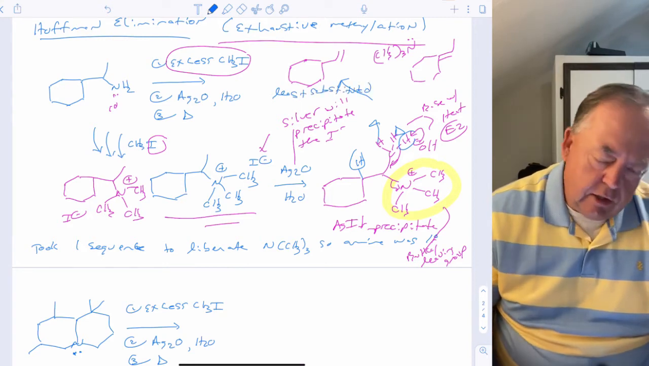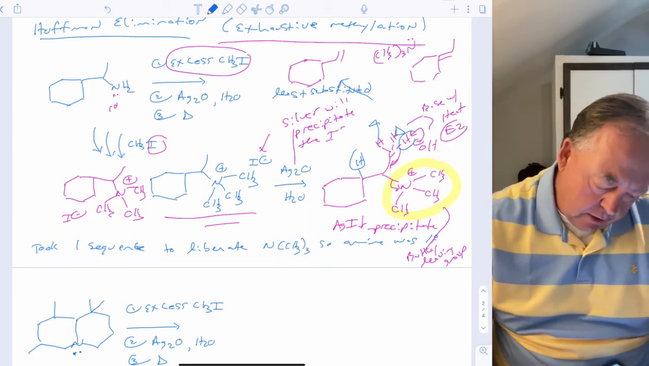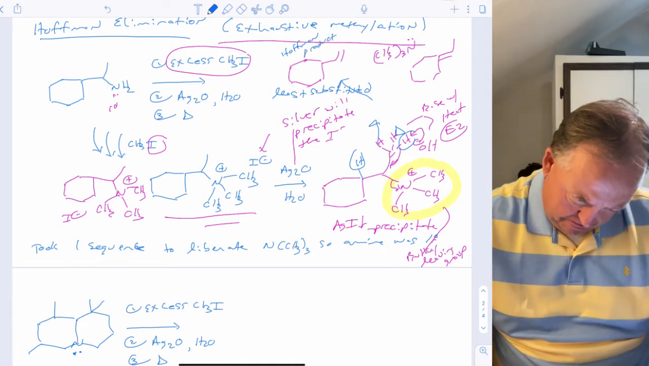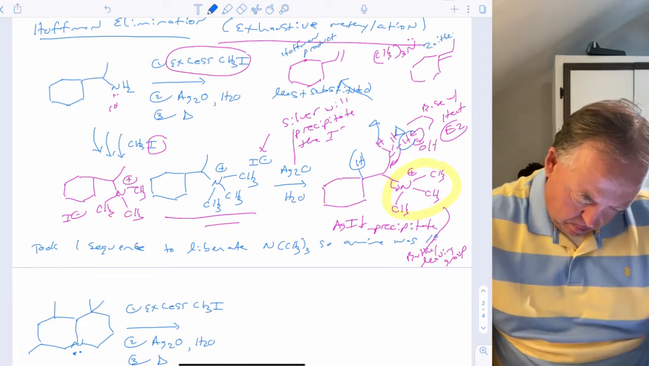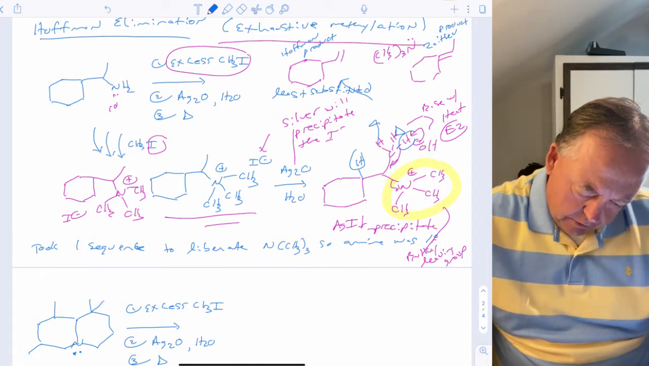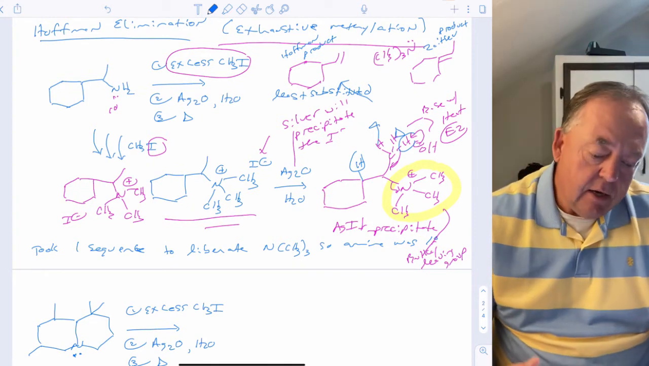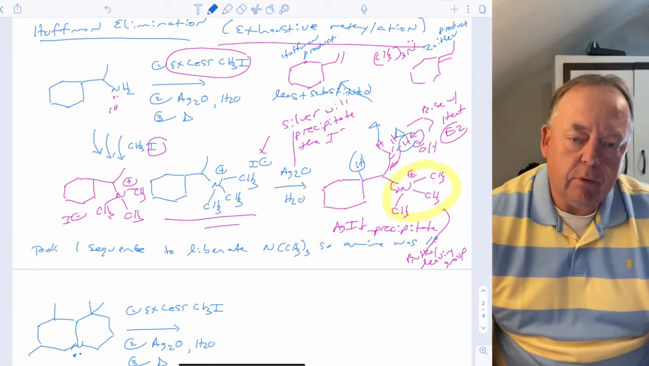And if you remember, the least substituted alkene is called the Hofmann product, where the more substituted alkene is called the Zaitsev product, right? So this elimination leads to the Hofmann product.